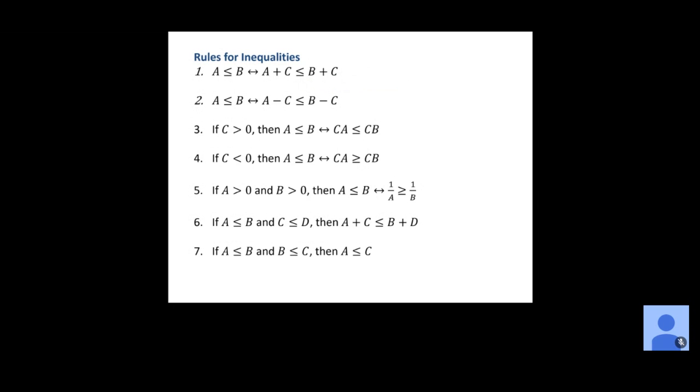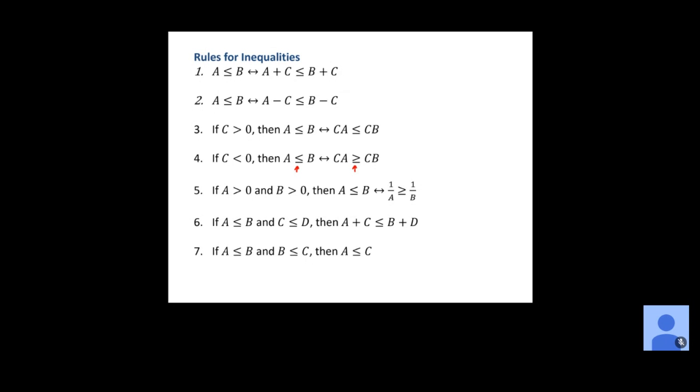If C is greater than 0, then we can actually multiply both sides of our inequality by that value, and the inequality will still stay true. Now, number 4, notice, if we multiply both sides by a value that's less than 0, meaning we're multiplying both sides by a negative, the thing that changes here is instead of A being less than or equal to B, now we have to flip that sign and it becomes greater than or equal to. So basically, anytime you multiply by a negative number, just remember to flip that inequality symbol.